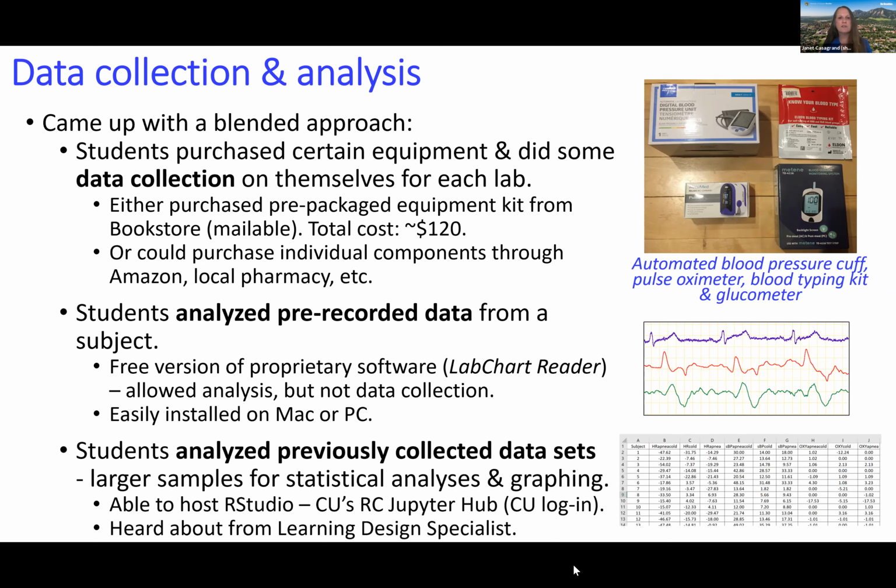Ultimately, we were fortunate that we found that RStudio, the statistical program, could be hosted through the university's Research Computing JupyterHub platform. This was accessible to students just by using their CU login. This option was a wonderful discovery that we heard about from a learning design specialist, and it made our lives so much easier and made the student learning experience much more seamless and straightforward.